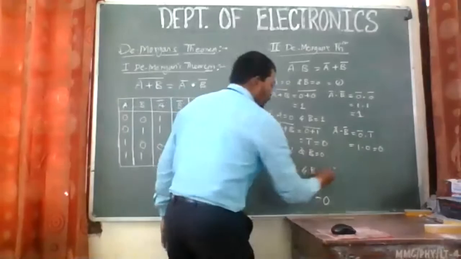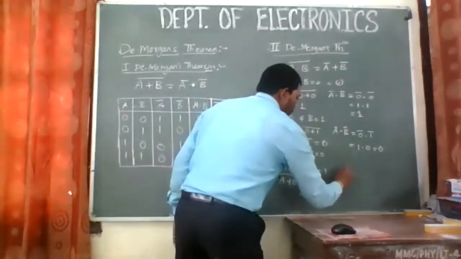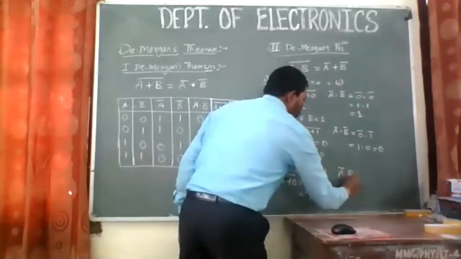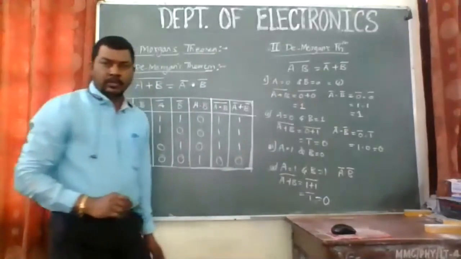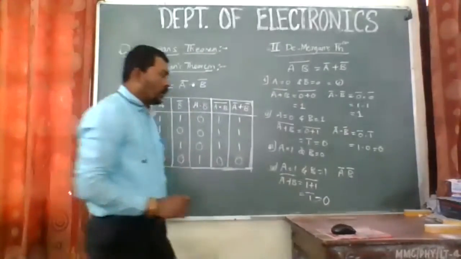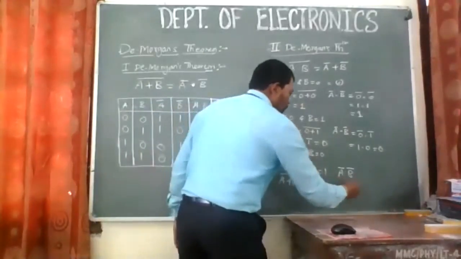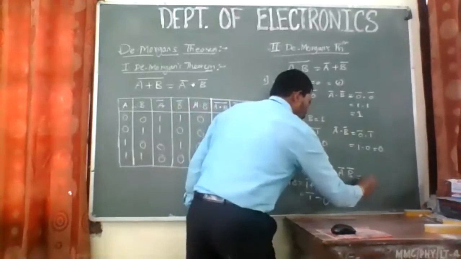I guess it is visible. Yeah. So, in the second situation, on the left hand side, we are having A complement dot B complement. Yes? Anybody? I will just complete this and then we'll answer.